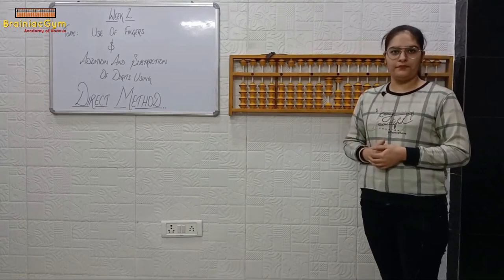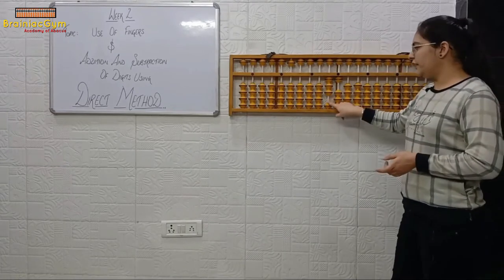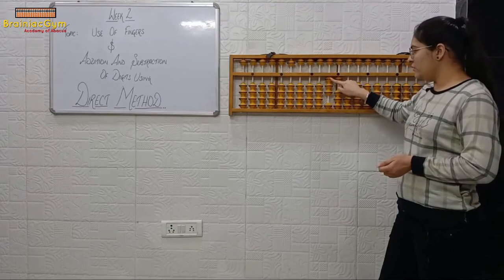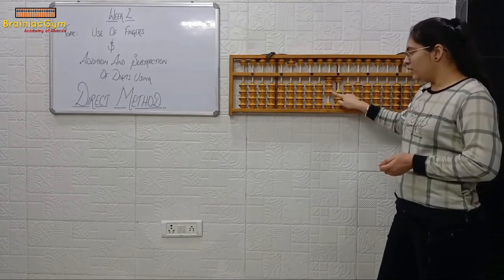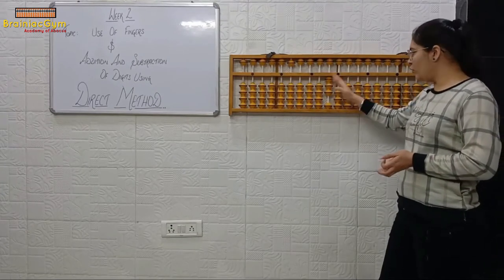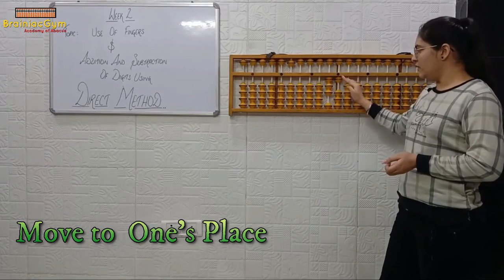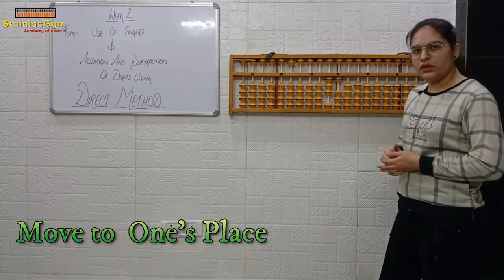Now tell me. First, we will read the tens place. 1, 2, 3. Keep that 3 in your mind. Now move to 1's place. 1. 3, 1. 31.